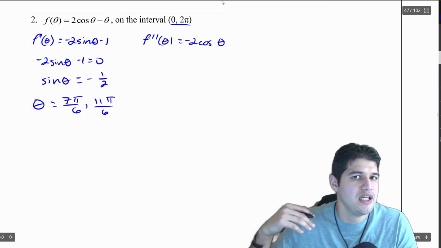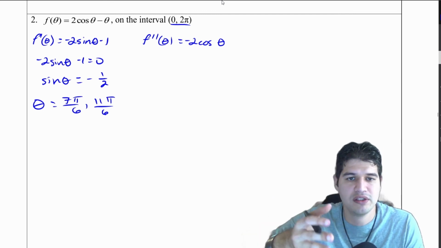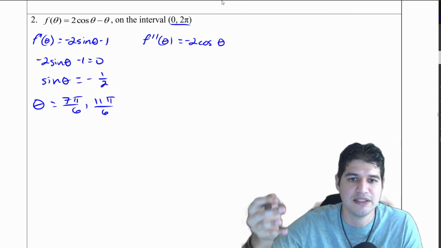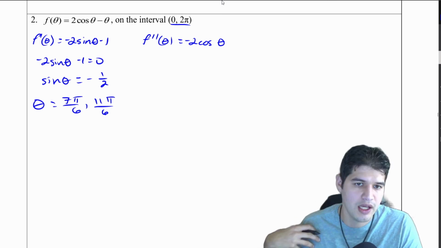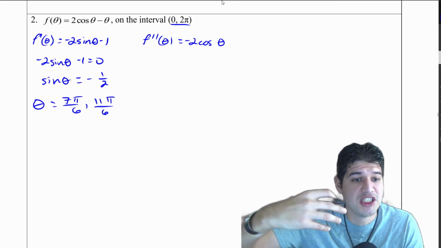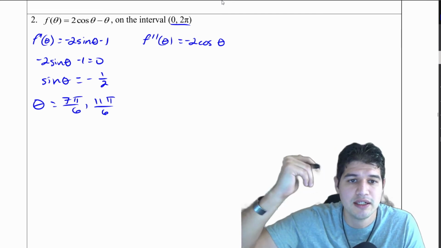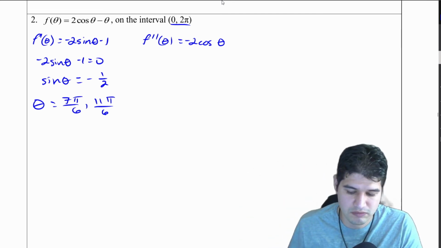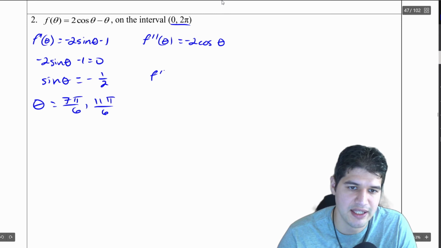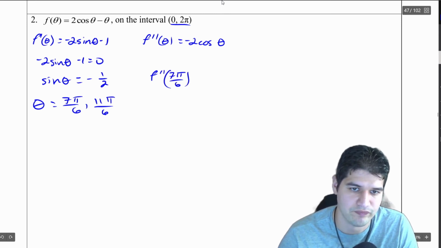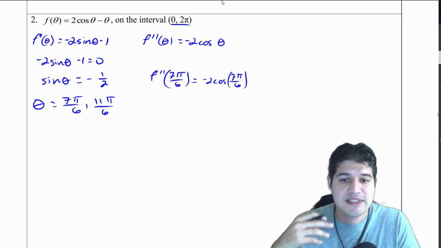We don't have to worry about any coterminal angles because it says on the interval, on the standard interval from 0 to 2 pi. So now when we're doing this work, we're checking 7 pi over 6 and 11 pi over 6 on that second derivative function. So let's find that second derivative at 7 pi over 6. So -2 cosine of 7 pi over 6.